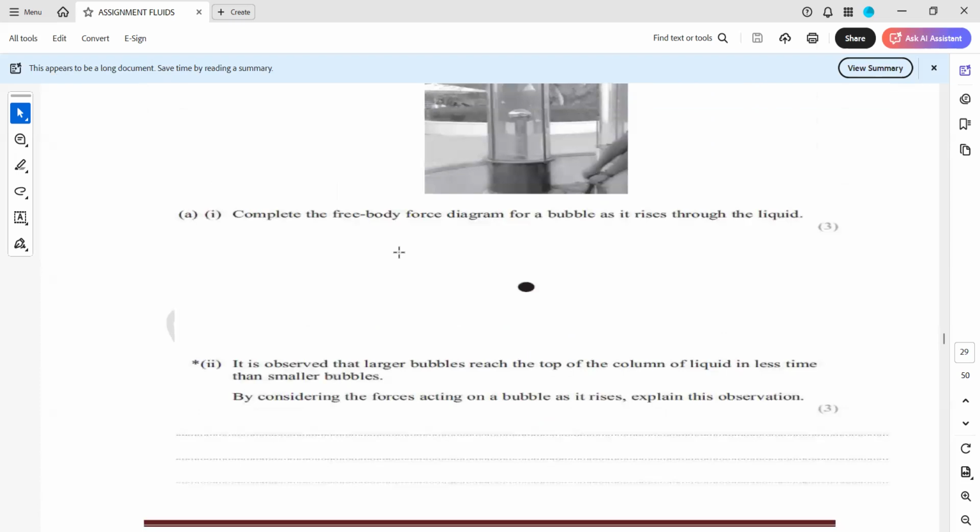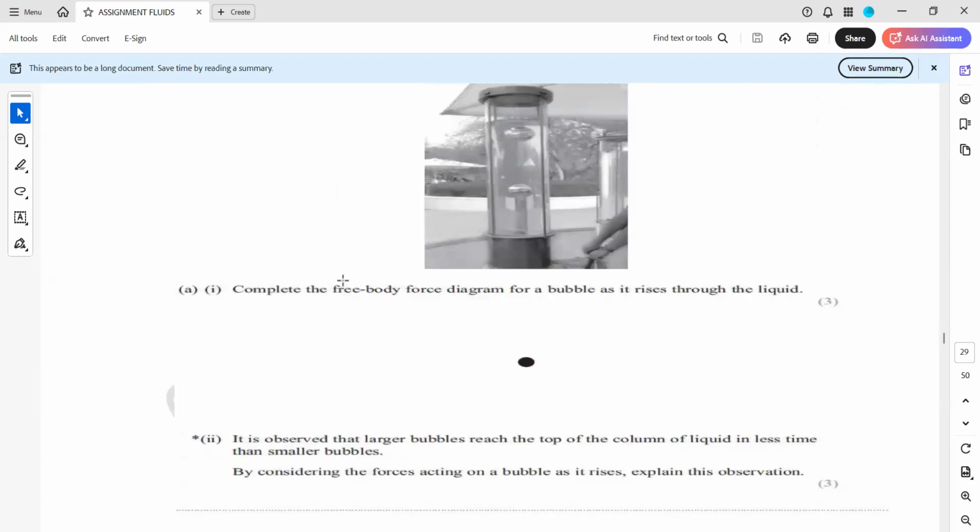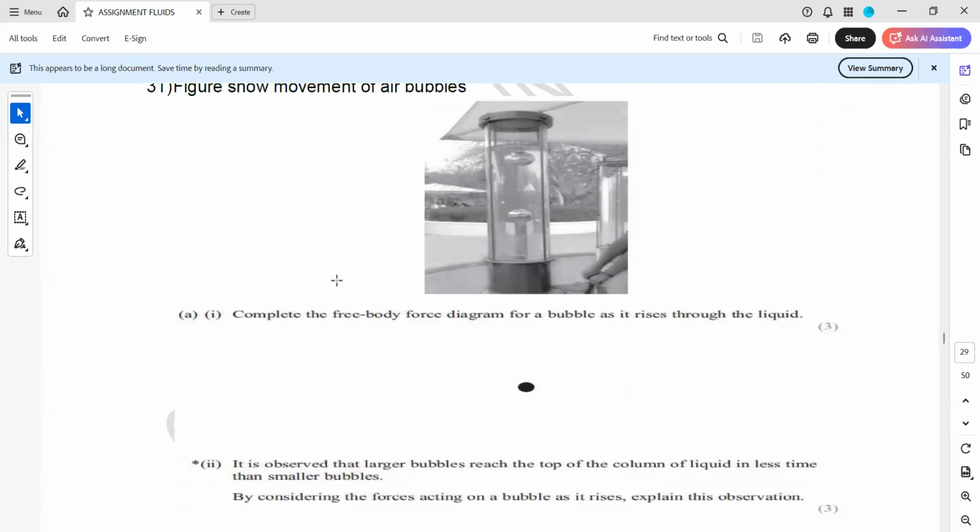The drag force is going in the same way as weight, isn't it? The drag force always opposes the motion. In the question, the bubble is rising. So if the bubble's direction of motion is up, what should be the direction of the drag force? Drag force always opposes the motion. Clear? Okay. That's why I drew downward. If the bubble was going down, then the drag force would be upward.